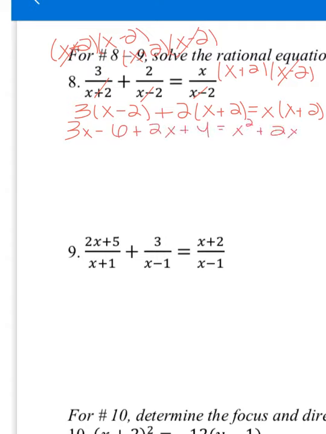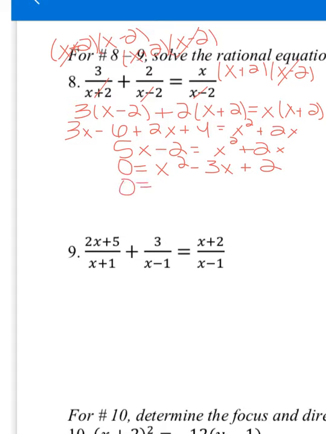This is 5x minus 2 equals x squared plus 2x. It's a quadratic. I'm going to set it equal to 0. So if I subtract the 5x, I get negative 3x. If I add the 2, I get plus 2. And then I have 3 options. I can do quadratic formula, completing the square, or you could factor it. I always try to factor it. So I factor it using master product. I get x minus 2 times x minus 1 equals 0, which gives me x equals 2 and x equals 1 as my 2 possible answers.